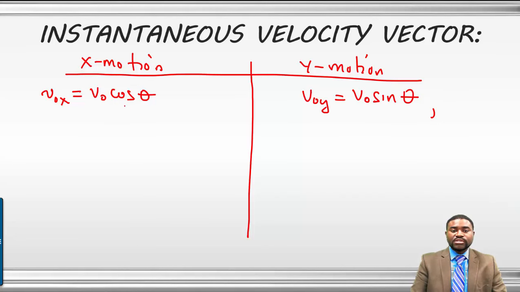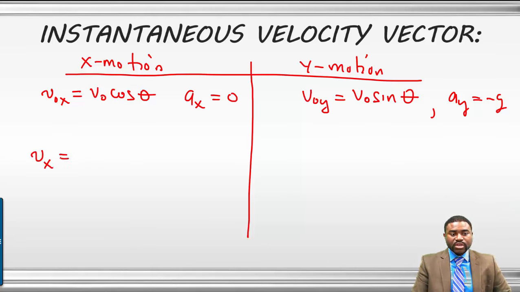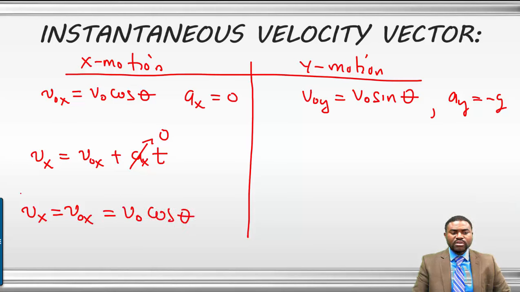Rather, this is reversed. a_x is zero. Thank you for that. That's very keen. And this is negative g in y. Generally, what do we know? We know that Vx will be equal to V0x plus a_x multiplied by t. This guy here is zero. What this means is that Vx is equal to V0x, which is equal to V naught cosine of theta.